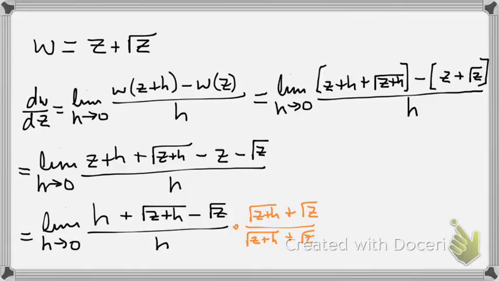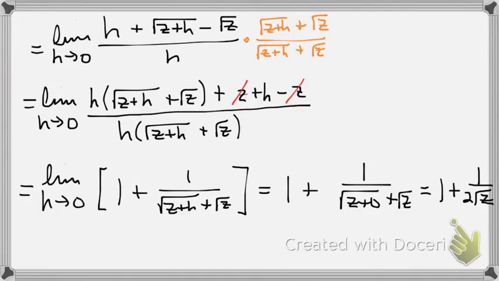So just to remind ourselves, our function was w equals z plus square root of z. What was its derivative? The derivative, which we used dw dz, was 1 plus 1 over 2 square root z.